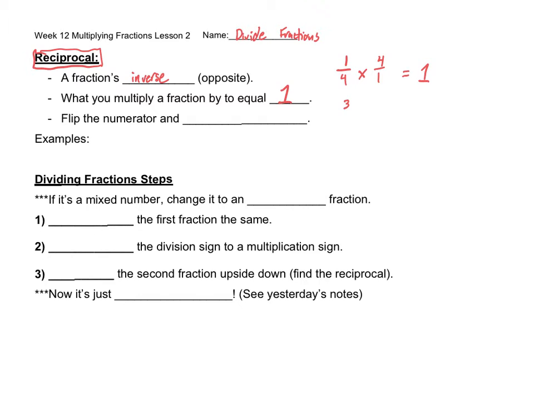The reciprocal of 3/4 is what I would multiply it by to equal 1. The reciprocal of 3/4 is 4/3. I would multiply the numerators to get 12 over 12, which is 1. If you notice, you can use this to figure out what a reciprocal is. Look, we got a 1 on top, a 1 on the bottom. So to find the reciprocal, you just flip the numerator and denominator.